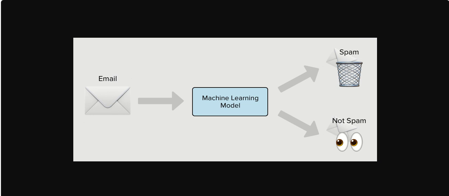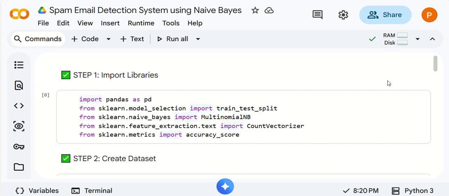In today's video, we are building a spam email detection system using Naive Bayes, completely from scratch using Python. By the end of this video, you will understand Naive Bayes practically, build a real ML project, and predict spam versus not spam. So let's start coding. Open your Google Colab or Jupyter Notebook, and it's time we run our spam email detection system using Naive Bayes.